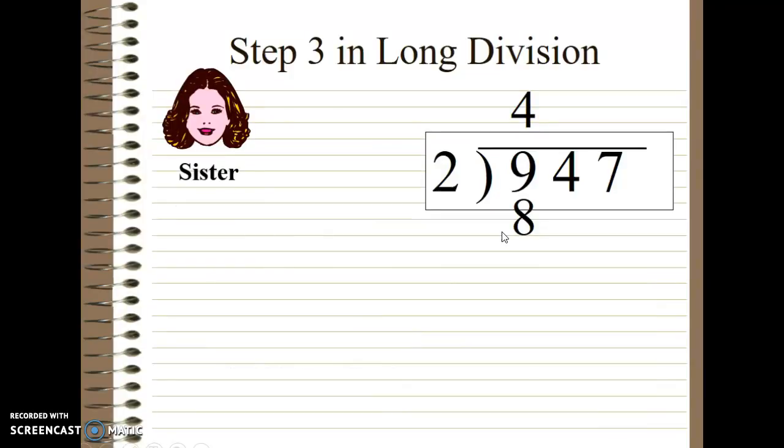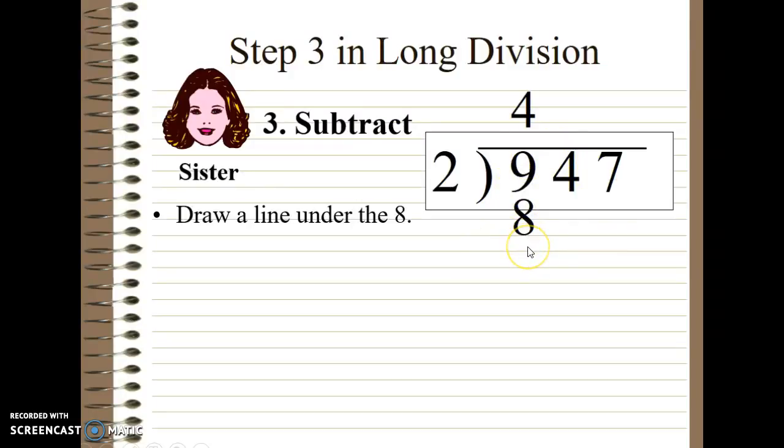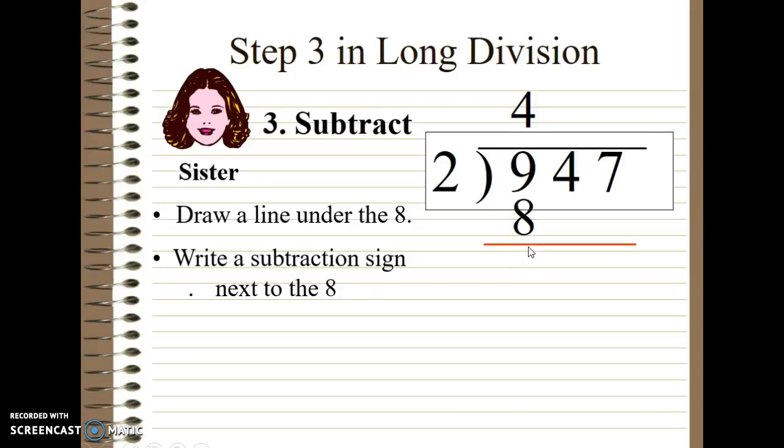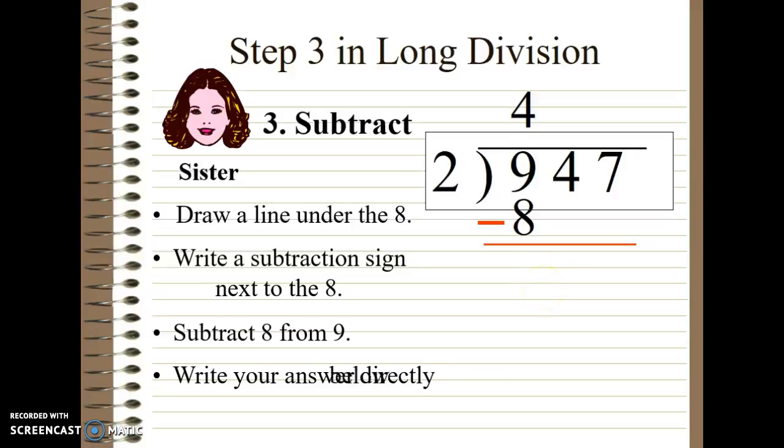Step 3 is sister. Sister tells me to subtract, and I only subtract the number in the dividend that I just placed underneath as well. So I'm drawing a line under the 8, and then I am writing a subtraction sign next to the 8, so I remember 9 minus 8 is the next step in the process. As I subtract 8 from 9, I get my answer, which is 1, and I place it directly below in this division problem.